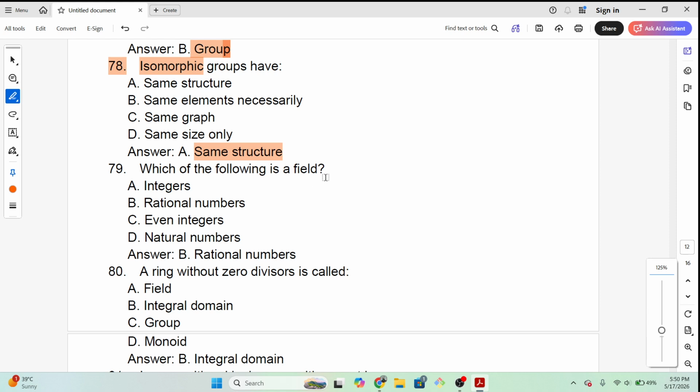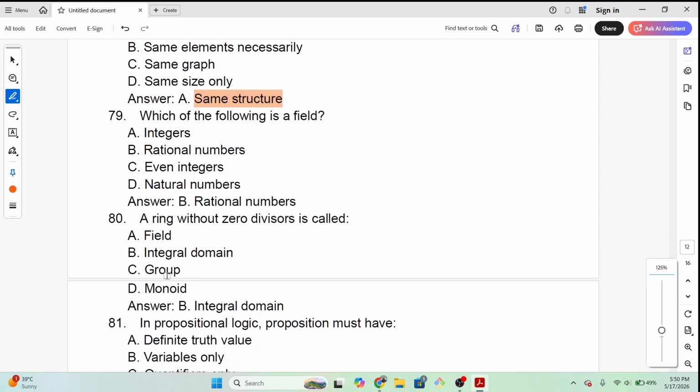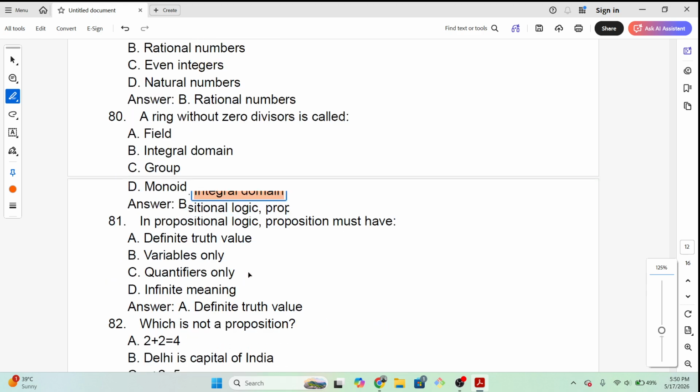A ring without zero divisor is called a field? Integral domain. A ring with zero divisor is not a field. A ring without zero divisor is called an integral domain.